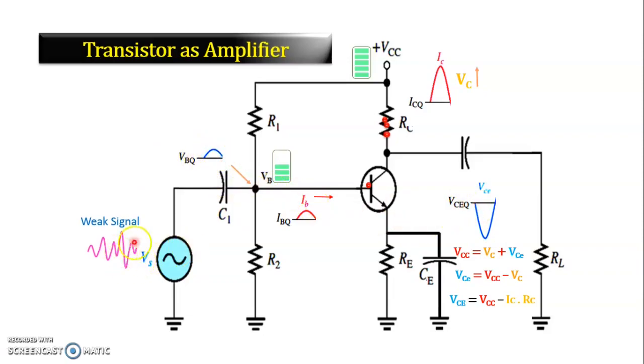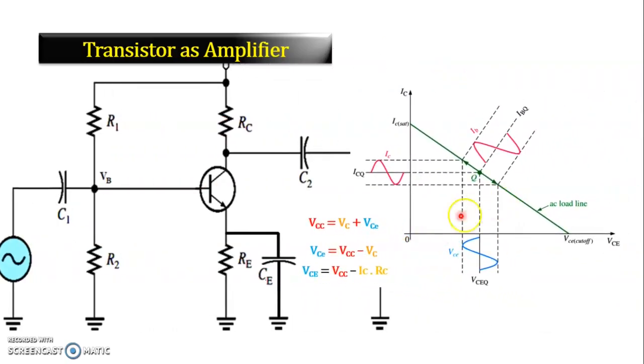Now during the negative half cycle of the input signal, VB decreases and hence IB decreases. This means the amount of electrons emitted from the emitter will reduce, so the IC current will reduce. Whenever IC current is reduced, it causes a reduction in the drop across RC, and hence VCE increases. This can be understood by the output characteristic of the transistor.